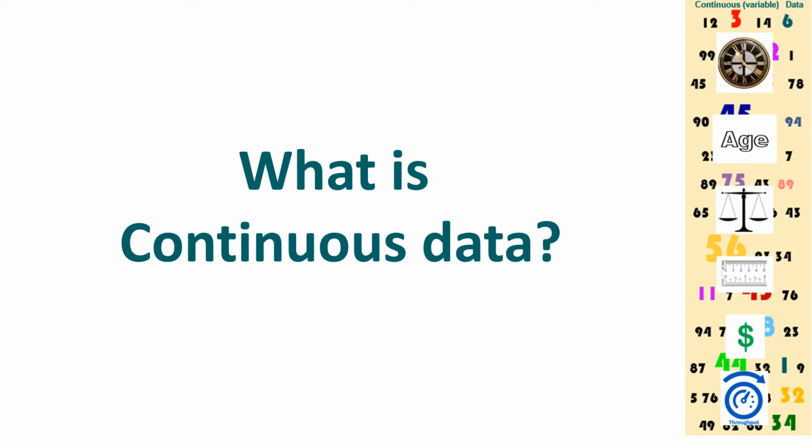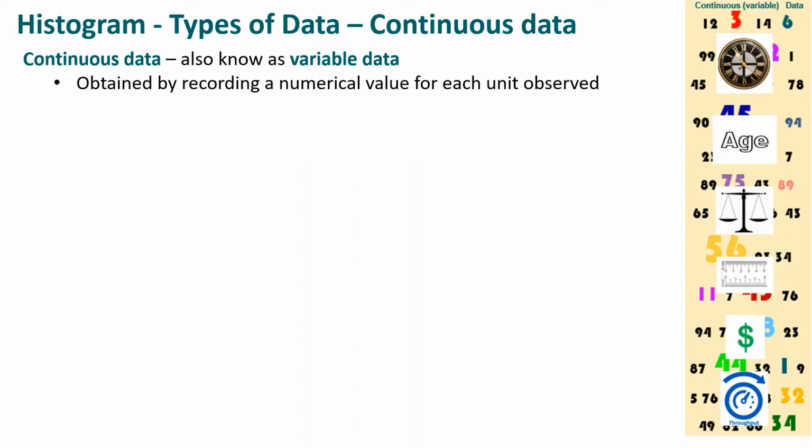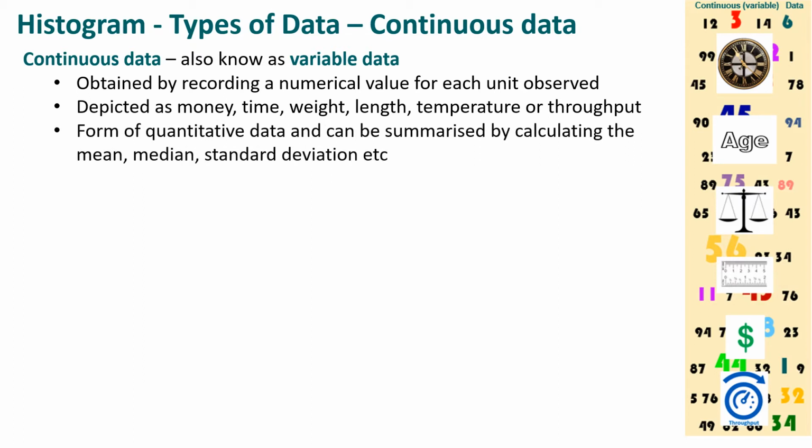So we've said that a histogram uses continuous data. So what is continuous data? Continuous data is also known as variable data. It's obtained by recording a numerical value for each unit observed. It's depicted as either money or time, such as hours, minutes, or weeks, weight, length, temperature, or throughput, such as the number of patients seen in an outpatient clinic.